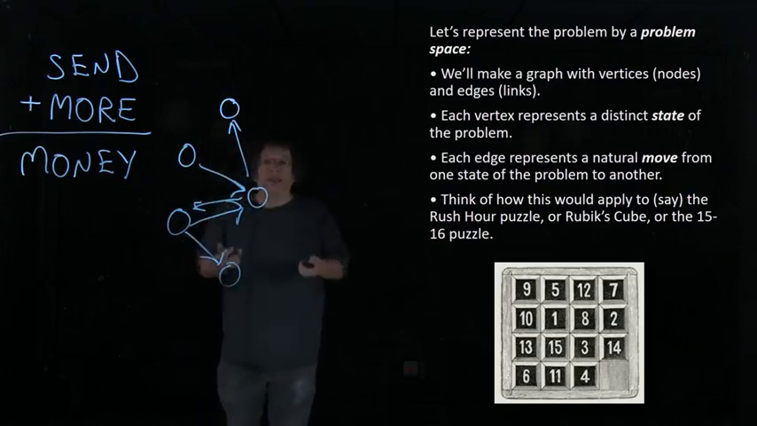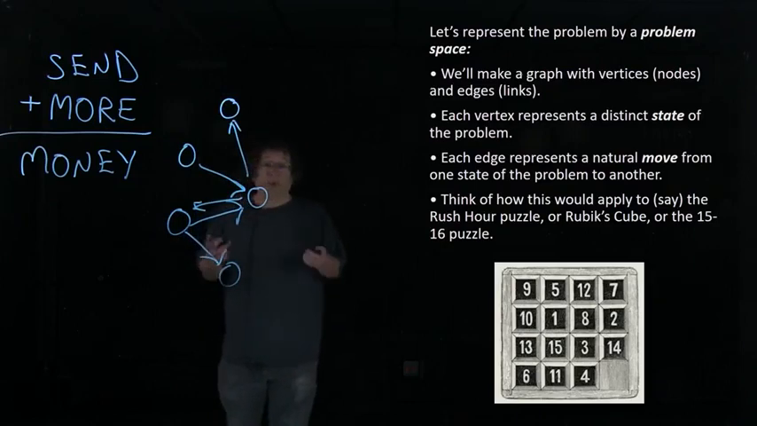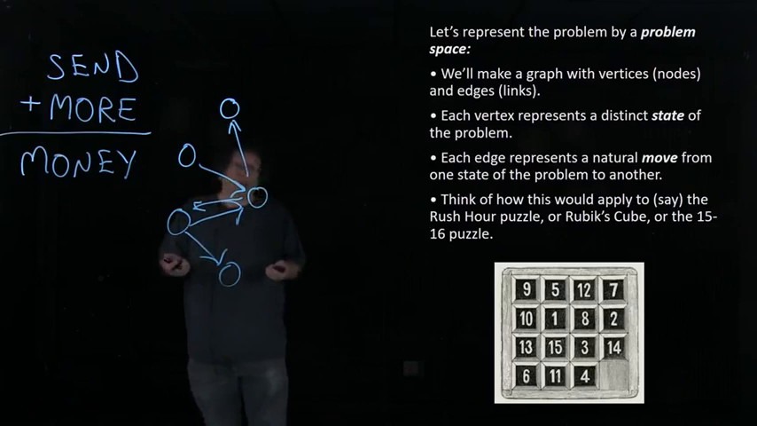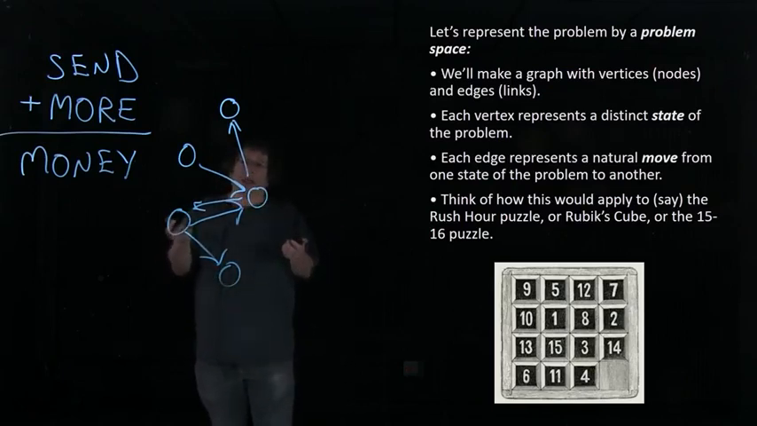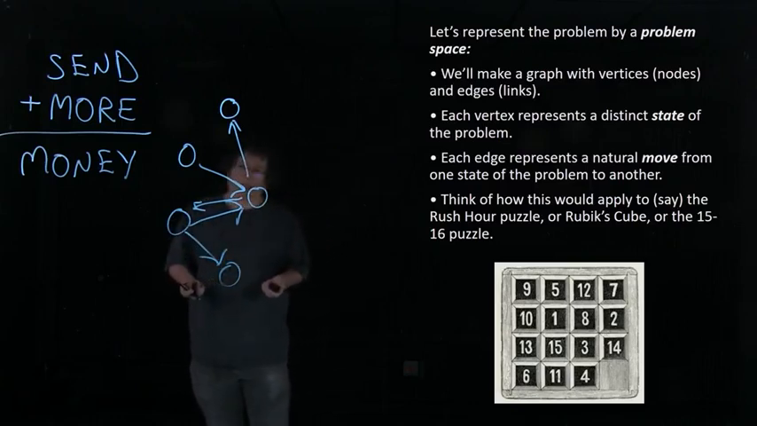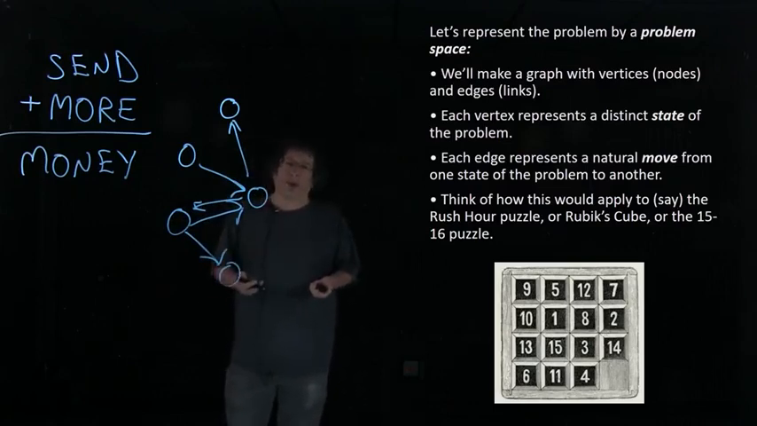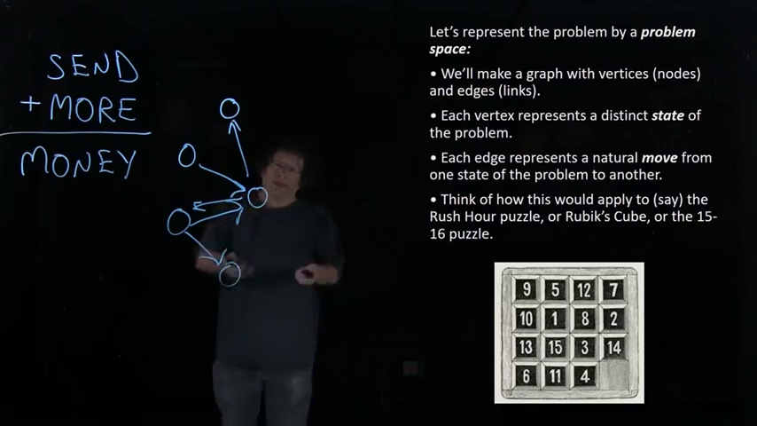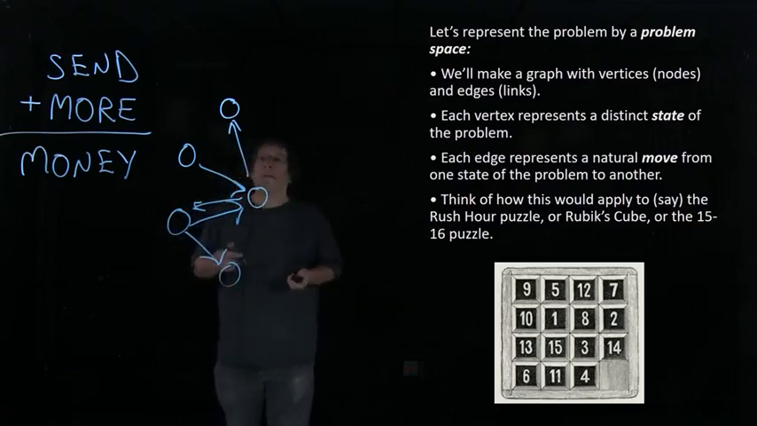And this is a very general kind of technique for representing puzzle-type problems. It's often used to try to represent other kinds of problems, but it has a natural affinity. It has a certain natural quality for representing puzzle-type problems. So you could imagine, if you think about this, how you would represent a puzzle like the 15/16 puzzle, the Rubik's Cube puzzle, the Rush Hour puzzle.